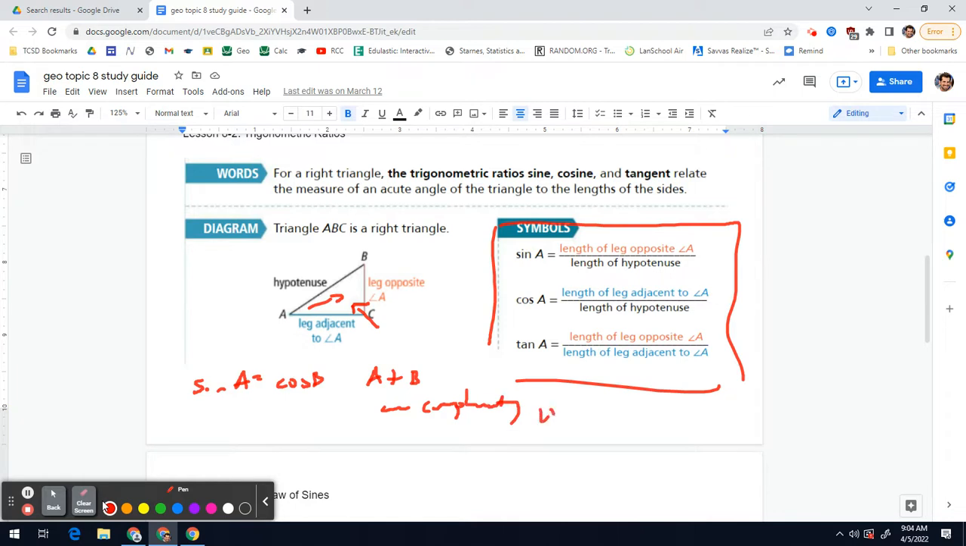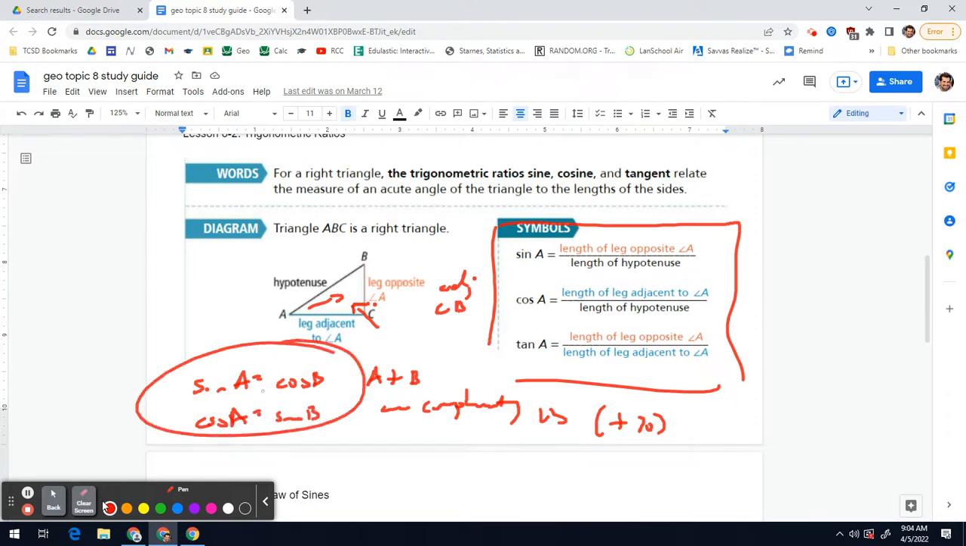Complementary angles add up to 90 because three angles in a triangle add up to 180. This is 90, so these two have 90 between them. So they add to 90. Because when you label these pictures the opposite and adjacent legs switch, this is the opposite side to A, but it's now the adjacent side to B, right? This is the adjacent side to angle B. The sine of A is going to be the cosine of B. And the same thing here, the cosine of A will be the sine of B. So you got to remember that, right? There's always one or two questions about that.